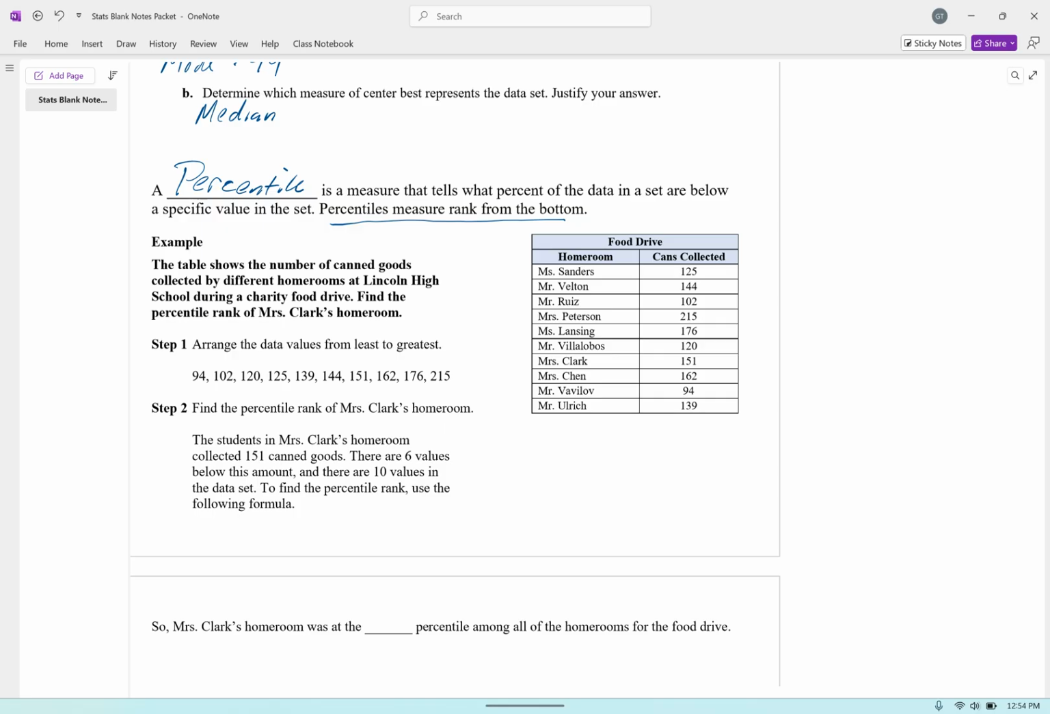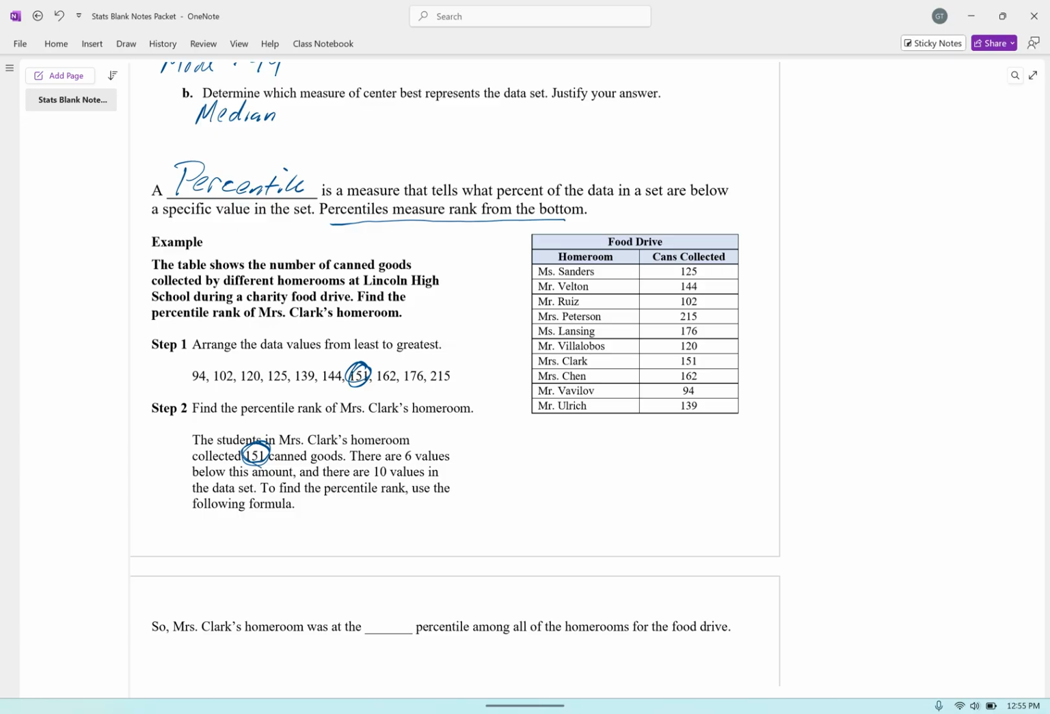So in this example, we have a list of cans collected by different homeroom teachers at Lincoln High School. So we are looking specifically at Miss Clark, so 151. So they arranged it in order from least to greatest, which is a good practice for pretty much all these problems. And so if I locate Miss Clark's homeroom, it is right here. If I need to pick out the percentile, okay, I need to look at the values before it.